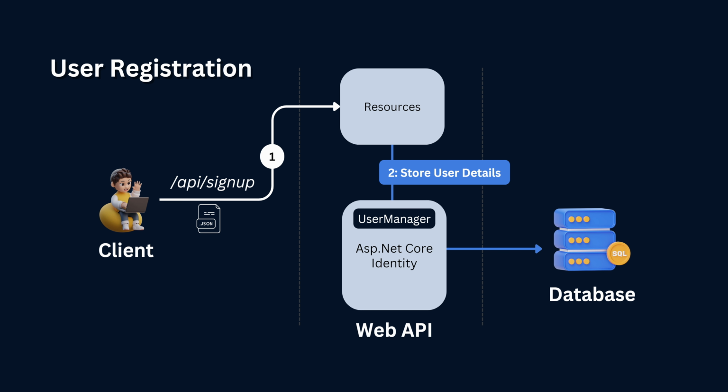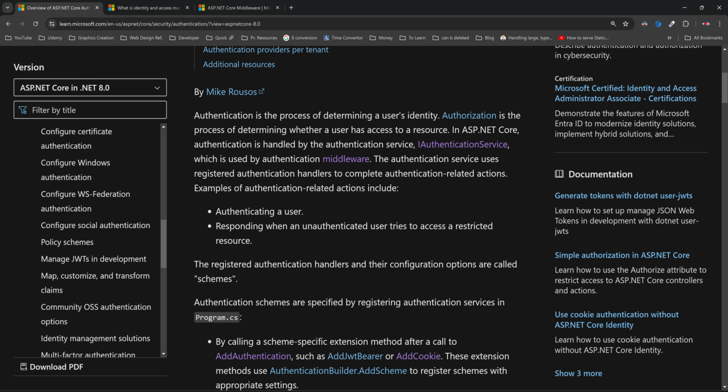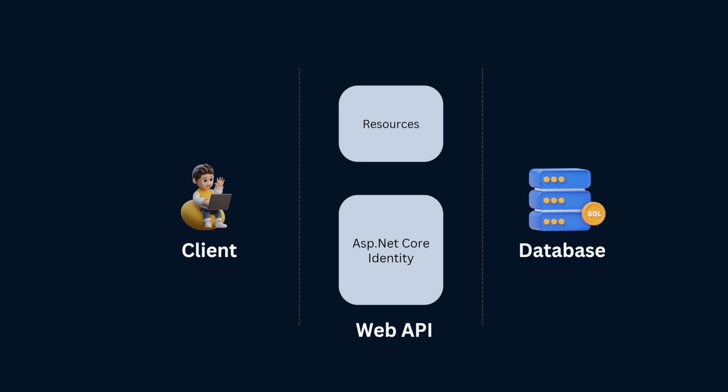Now, as a next step, we are going for user authentication. So let's start with the definition itself. Authentication is the process of determining a user's identity. So during the authentication process, the Web API expects the credentials which were first passed to the Web API during the user registration process. Now, it is the responsibility of the Web API to check whether there is an identity with the given credentials. So that's what we are going to implement as part of user authentication in this video.